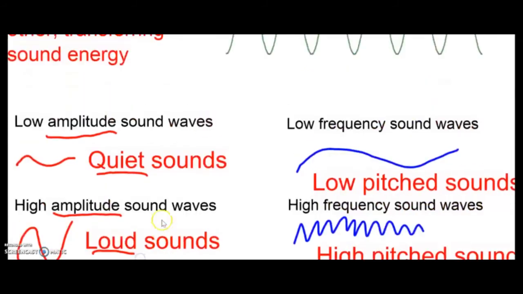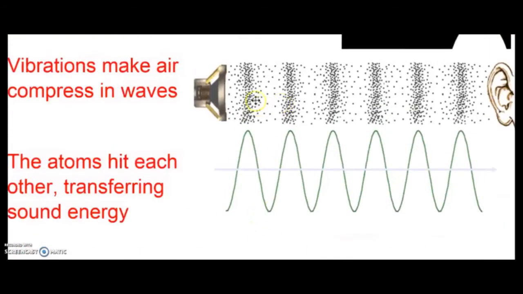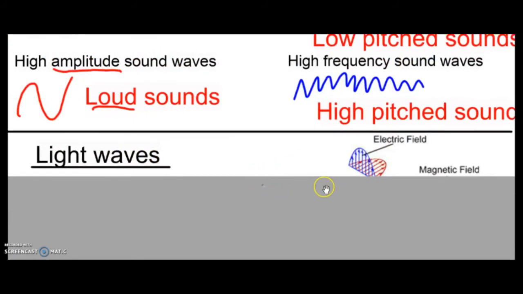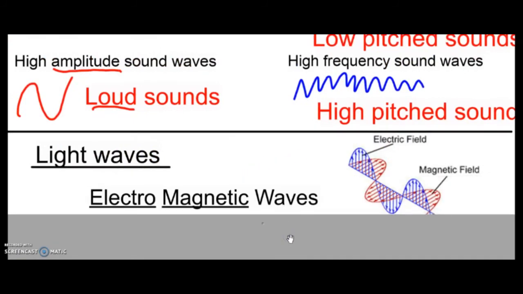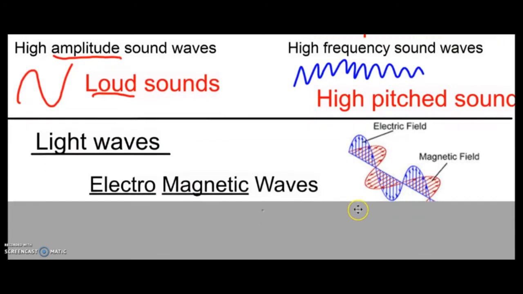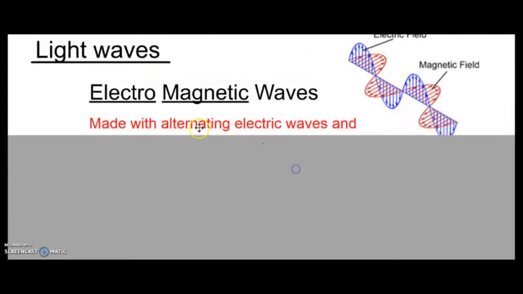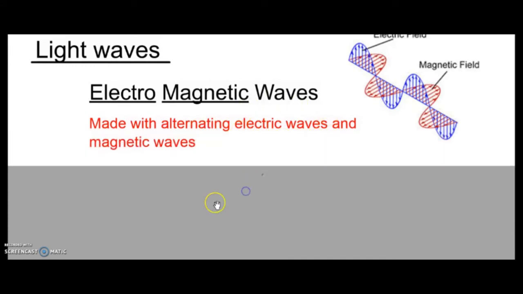Onward to light waves. Now, if these waves go out in particles, if these waves are just air waves, light waves are different. Light waves are made by electromagnetic waves. And electromagnetic waves, get this, are electrical waves and magnetic waves. That's all they are. Just an electric field and a magnetic field kind of dancing in and out. That's what light is.